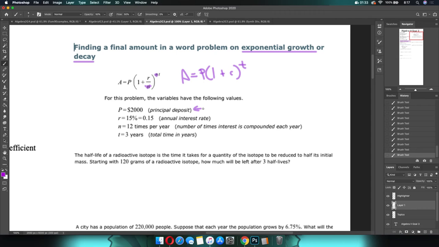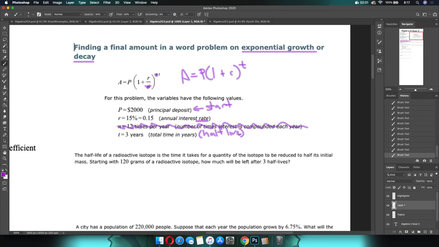P is your principal, which is your starting amount. R is your rate, your actual percent, and you want to take your percent and convert it to a decimal. We're not talking about that here, that's in the other topic. And T is time in years, and once in a while they're going to give it to you in half-lives. You're always going to have a calculator handy with you, okay?